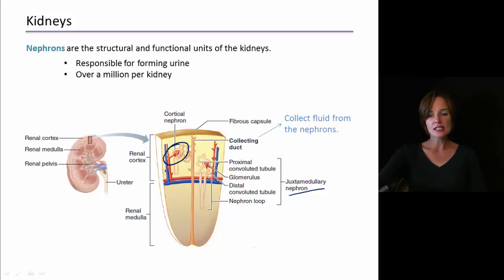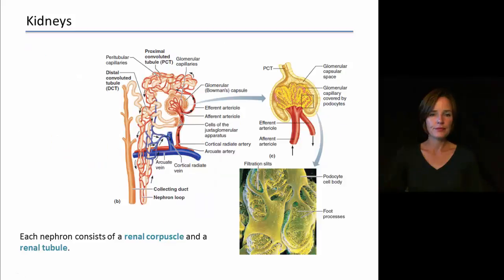The collecting duct itself is going to be collecting fluid from the nephrons and then passing that fluid on. Here we have a closer look at one of the nephrons, and we can see the relationship of nephrons with the collecting duct. Each nephron is going to consist of a renal corpuscle and then also a renal tubule.